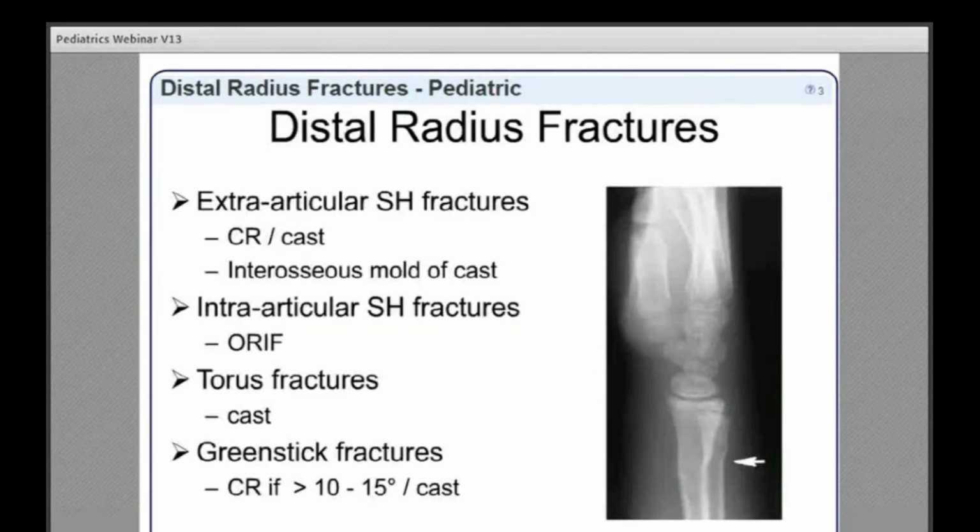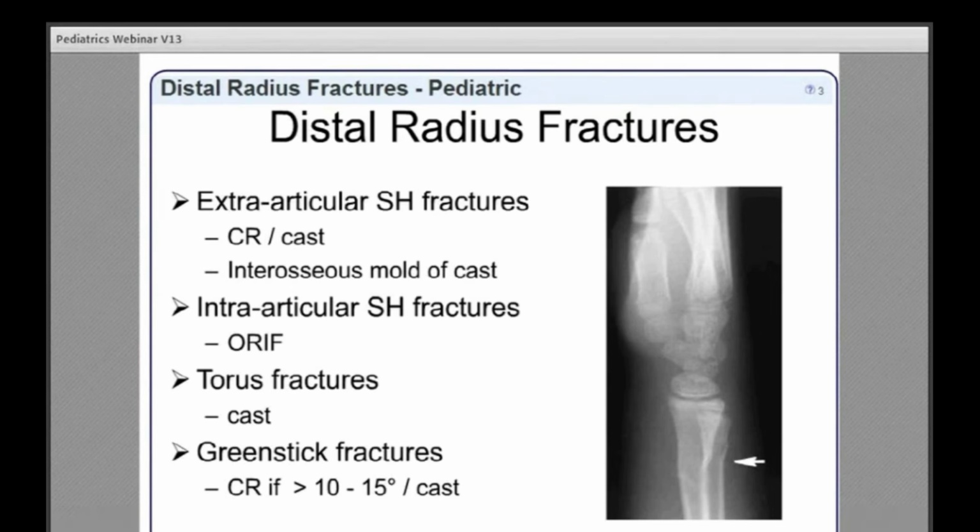Distal radius fractures can be classified into those that are intra-articular and extra-articular. Extra-articular Salter-Harris fractures are typically amenable to closed reduction and casting with a good interosseous mold of the cast. And so the interosseous mold is an important feature to be aware of when you're talking about treatment of distal radius as well as forearm fractures.